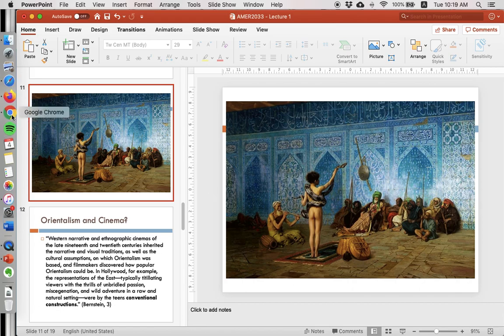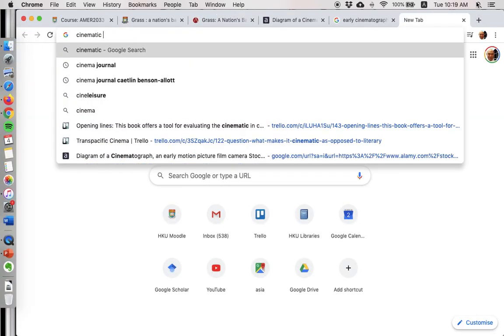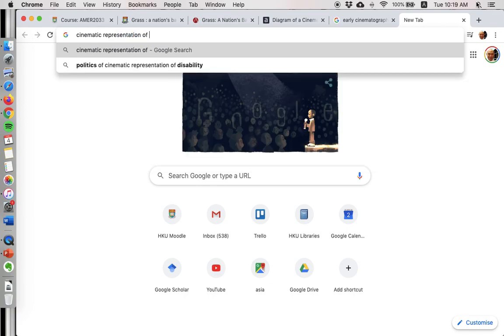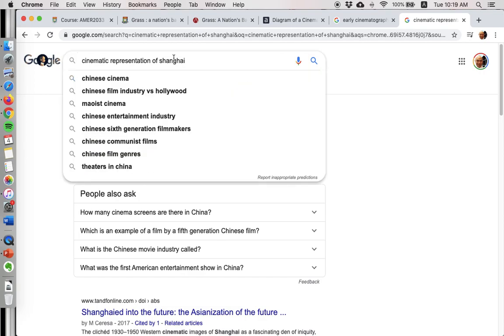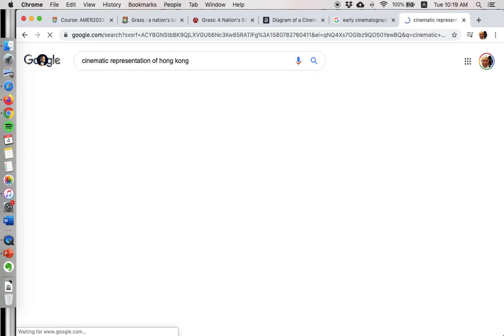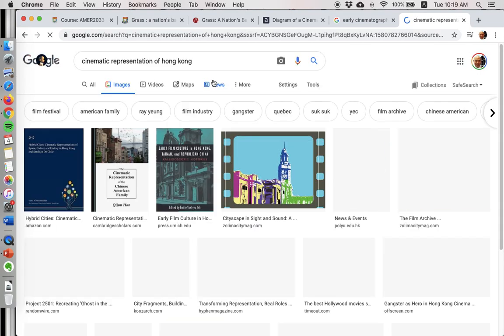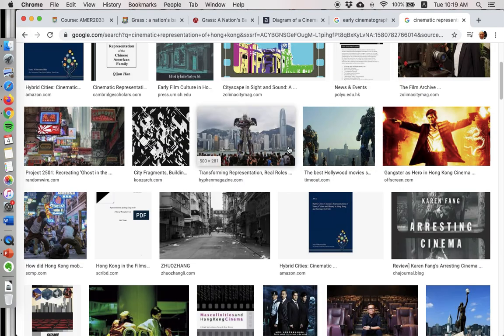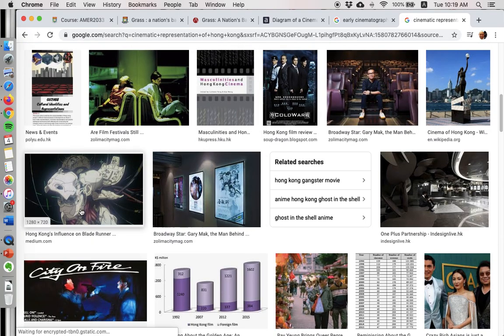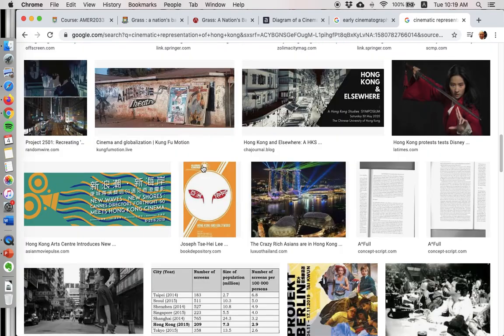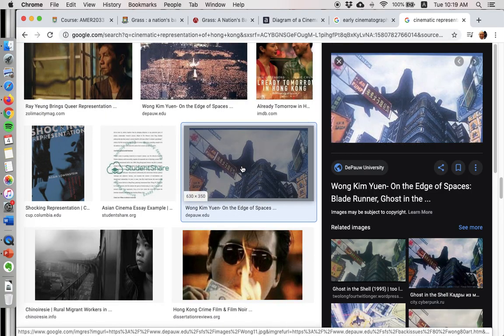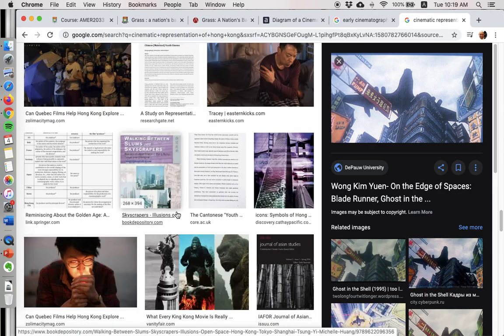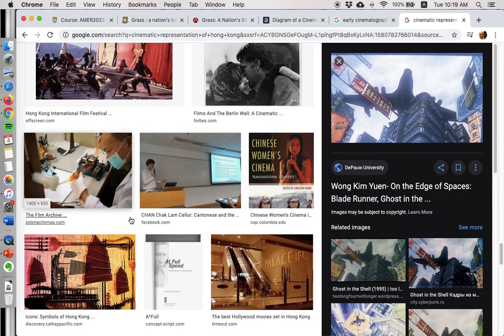Okay, like let's say, for example, let's just do a Google search. Let's look at a cinematic representation of Shanghai. Or no, let's do Hong Kong. Okay, let's do Hong Kong. What does Hong Kong look like in the movies? Okay, so let's look at some images. Here's a great image, right? That's actually from Ghost in the Shell, but I don't know.